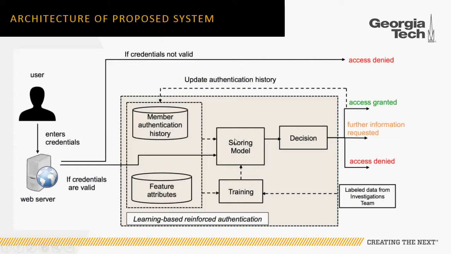And after the scoring model gives a score, we can make a decision whether the access should be granted, further information is requested, or it should be denied. And if the access is granted, we need to update the user's login history.